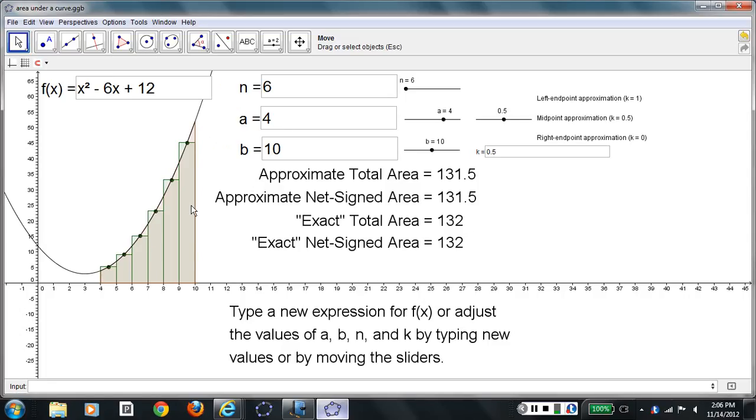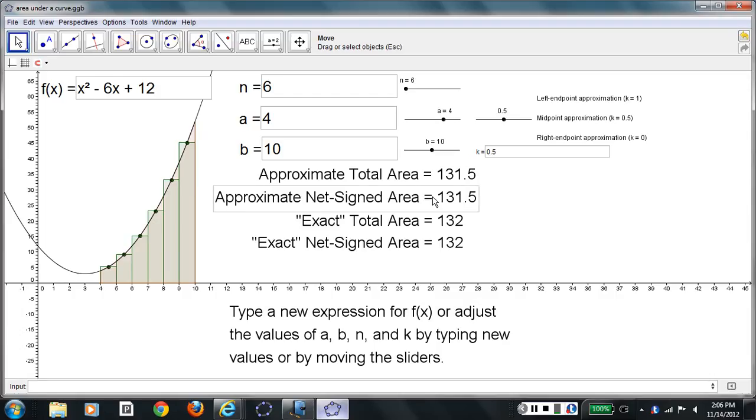I need to tell it the endpoints of the interval. So 4 to 10. And then I need to decide, do I want to use the midpoints? Or do I want to use maybe the left endpoints? Or the right endpoints of the interval? And how many little subintervals do I want? Well, GeoGebra actually gives us a pretty good way of telling how this is going to work. A little bit later in the chapter, we'll use an antiderivative to find the exact area. And if we'll believe GeoGebra, the exact total area bounded by the curve of the x-axis is 132 square units.